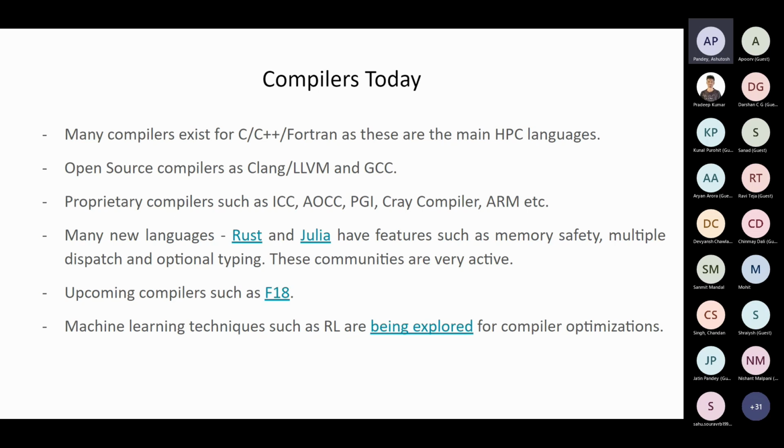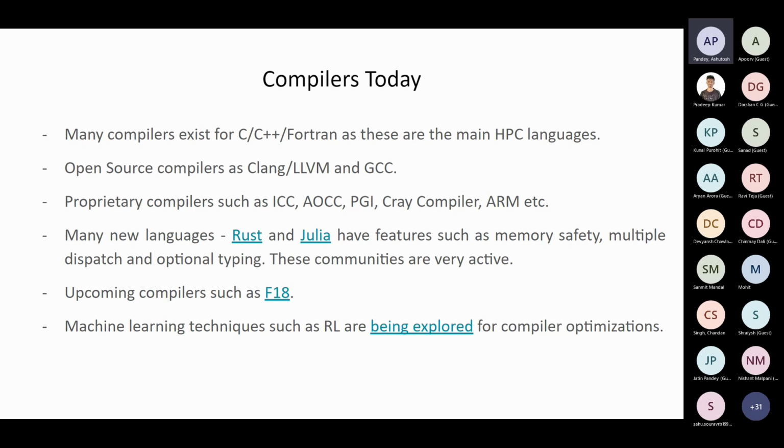HPC stands for high performance computing. So these are in open source forms such as Clang/LLVM and GCC, which is the GNU compiler collection, which you may have used. And there are lots of proprietary compilers from a lot of vendors like Intel compiler, then AMD optimizing compiler, then there's PGI, Cray compiler, ARM. So this is not an exhaustive list. There's a lot of companies. Then in the embedded space, there are a lot of compilers.